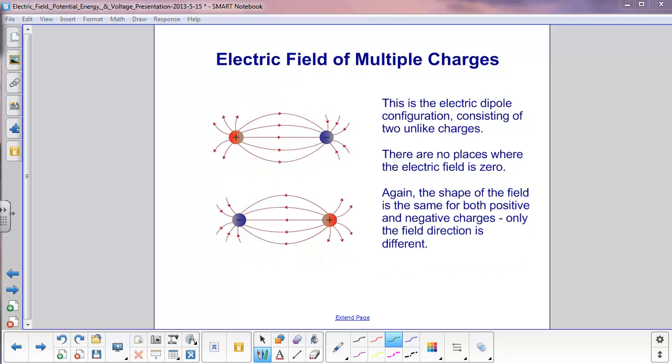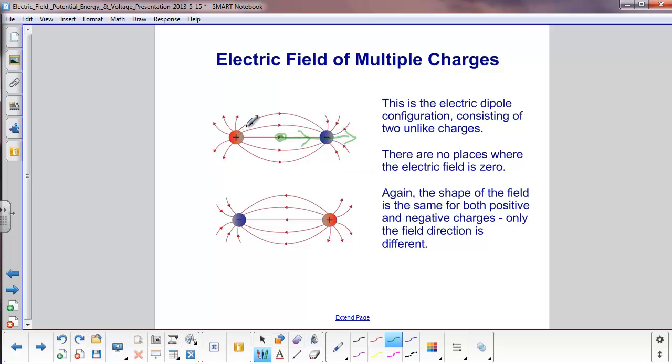Again, we have two charges, but in this case they are unlike charges. They are different. You have a positive charge and a negative charge. There is no place where the electric field is zero. The electric field has a value everywhere. Because if we go right back here in the center again, the positive charge would be pushing this test charge this way to the right. The negative charge would be attracting it this way to the right. So when you add those two together, you have an electric field going to the right.